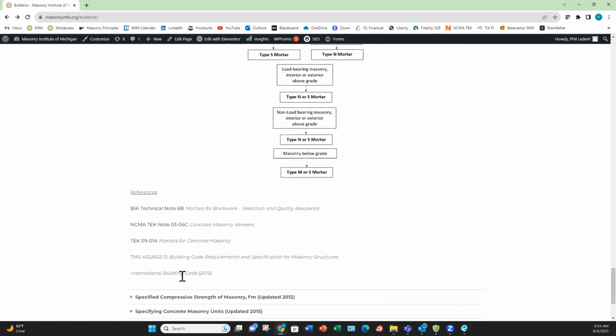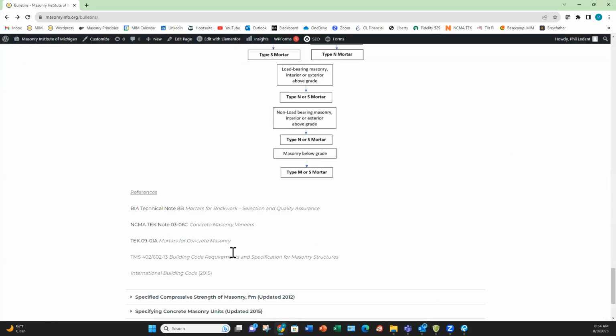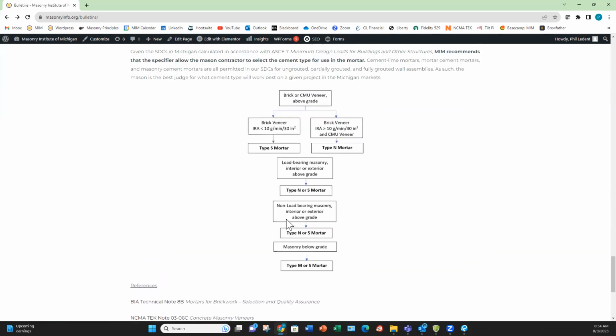And in terms of all of our references, we did base this on our 2015 International Building Code, which adopts by reference our 2013 Building Code Requirements and Specification for Masonry. The document that I showed you here is 2016, and there are no differences in our tables for our allowable flexural tensile stress or modulus of rupture between those codes, so that's fine. And you also have links to the BIA technical notes and NCMA tech notes, or CMHA, and the tech note on mortars for concrete masonry.